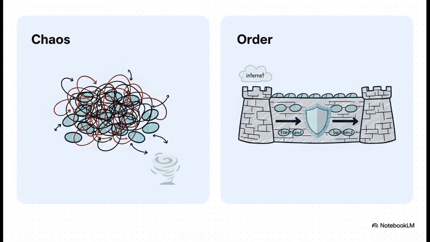And this visual just says it all, doesn't it? On the left, you've got this chaotic free-for-all. Everything is talking to everything else, no rules, no structure. On the right, though, you have order. You have a fortified system where every conversation is deliberate and controlled. Our goal today is to get you from the left side to the right.